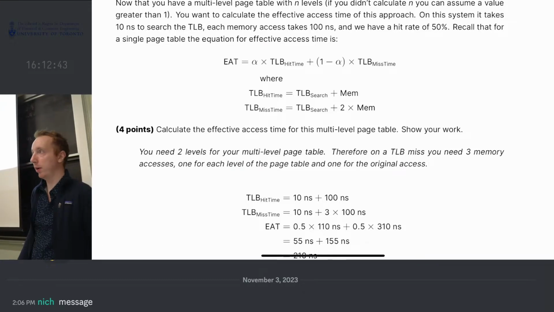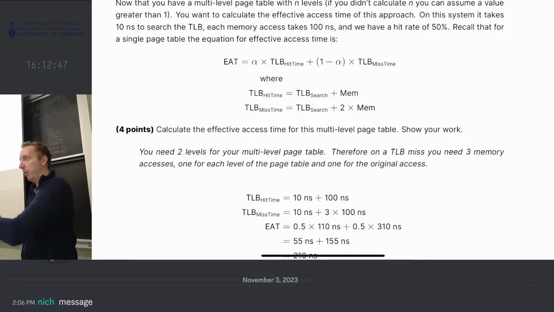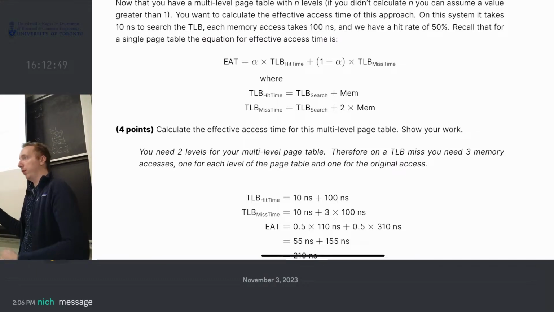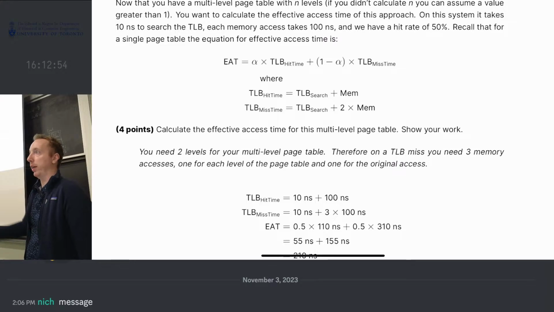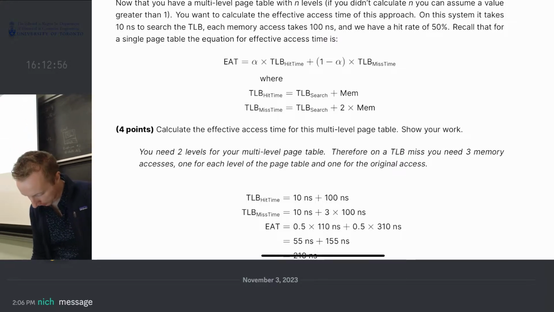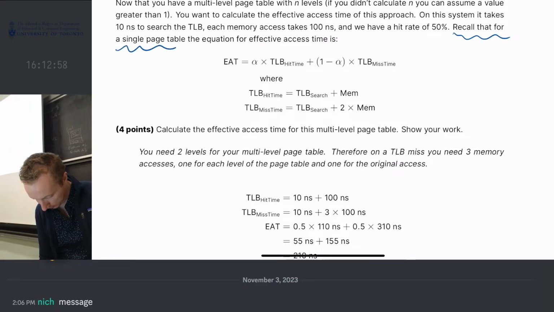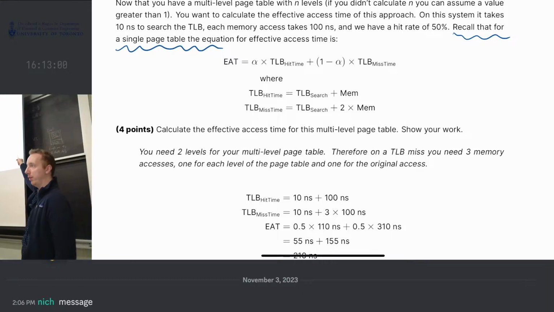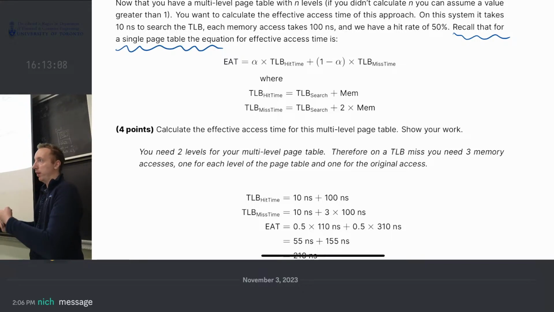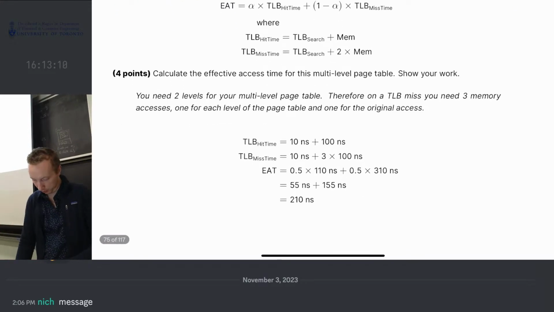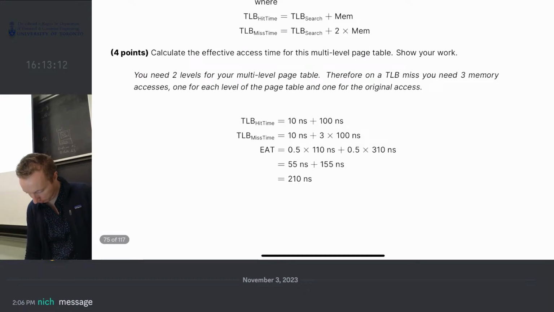Yeah, so you always want to multiply by the number of levels of page tables you have, because it's a separate memory access for each one, and then the original one. This exam was closed book, so I gave them the equation, but I also said that for a single page table, this is the equation, so that's where the 2 came from. And then I said, calculate it for your multi-level page table. So you had 2 levels, 1 for each level plus the original one, which is why this was 3.